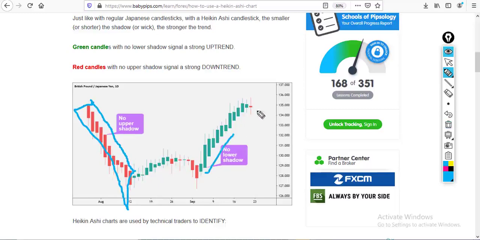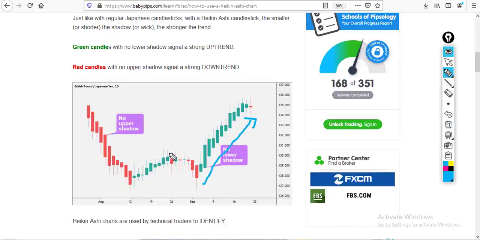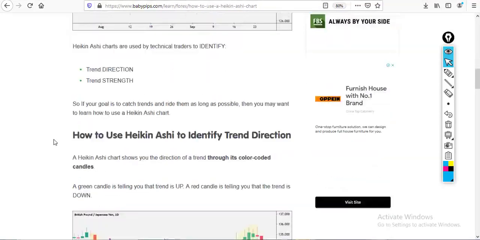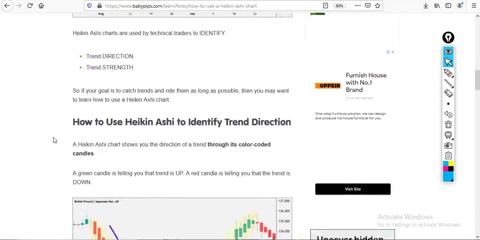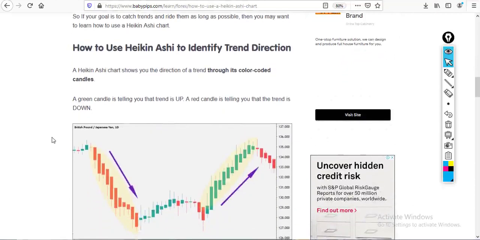And if you look the other way around, if you look at the bottom of the candles here, you will see no wicks. And what does it tell us? We are in a very strong trending market, an uptrending market. And this one is a very strong bearish market. So that's the beauty of the Heikin Ashi Japanese candlestick chart.